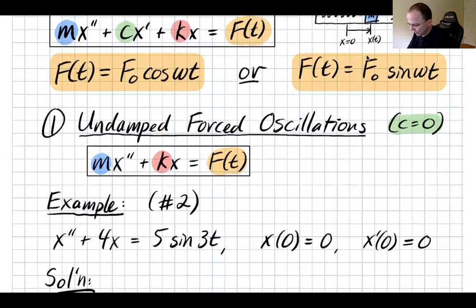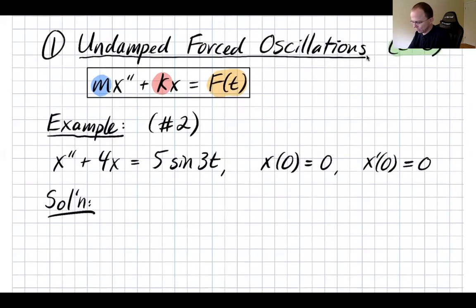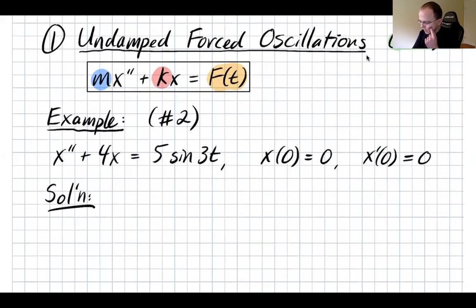So, undamped forced oscillations. Let's apply the material from previous sections in this chapter to study this equation here, where we have a mass spring system without any damping. So there's no friction or anything, no dashpot or shock absorber. And we'll apply an external force. We'll just look at this example.